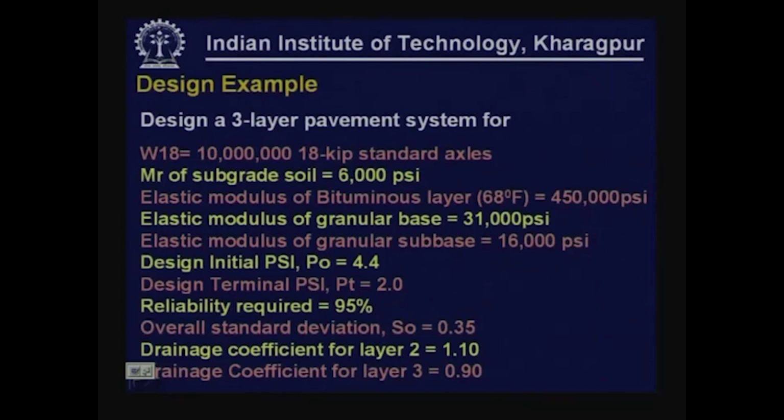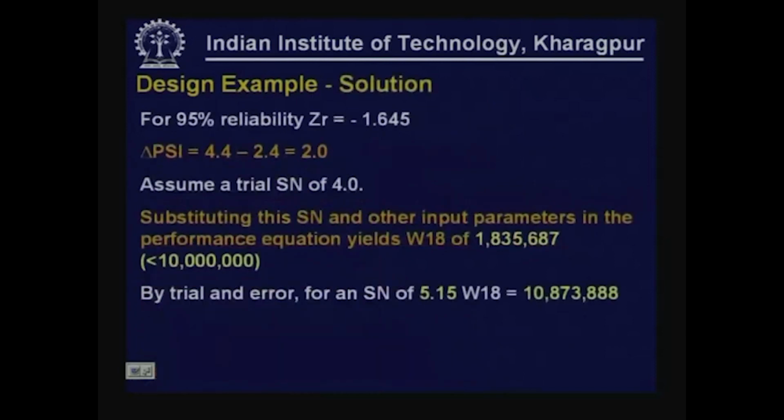Elastic modulus value of granular base is 31,000. Subbase 16,000. Design initial PSI is 4.4. Design terminal PSI is 2. Reliability required is 95%. Overall standard deviation is 0.35. Drainage coefficient for layer 2 is 1.1. Drainage coefficient for layer 3 is 0.90.